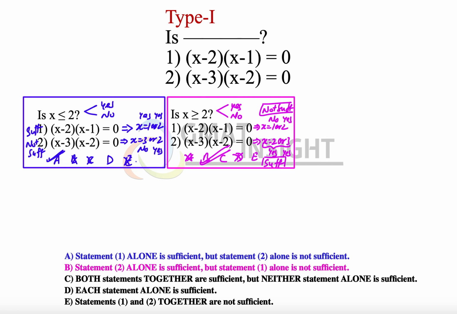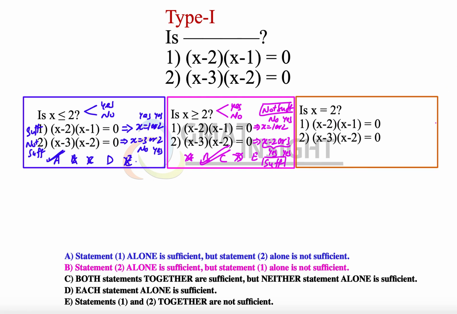Now let's see question number 3. Here we have question number 3, which is asking, is x equal to 2? Now it's a question which again needs to be answered in the form of either yes or no. But whether we answer it yes or no, that entirely depends on the value of x that we get from the statement. If x is equal to 2, then we answer yes. If x is not 2, then we answer no.